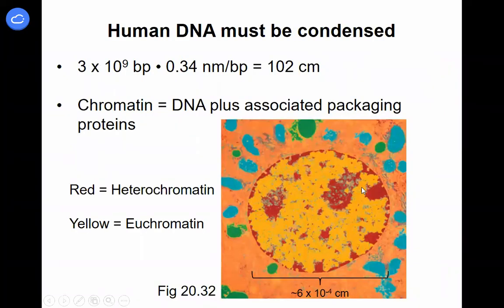Okay, so now that's just a brief tour of differences between DNA and RNA. And now we have to think about DNA packaging, because DNA is very long. We have about 3 billion base pairs in one copy of our genome. Okay, and if you do the math, that's 0.34 nanometers per base pair. It works out to about 1 meter of DNA.